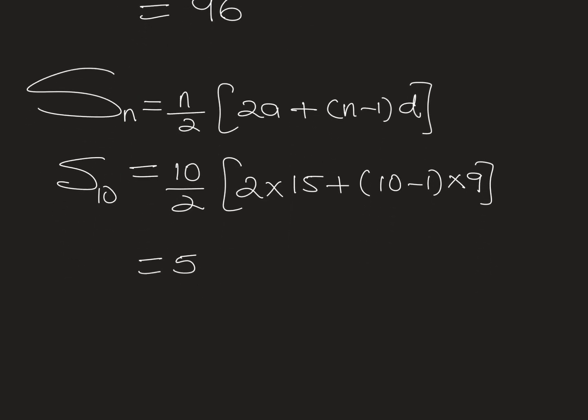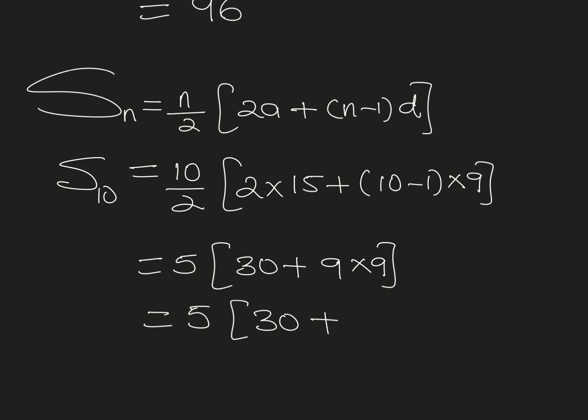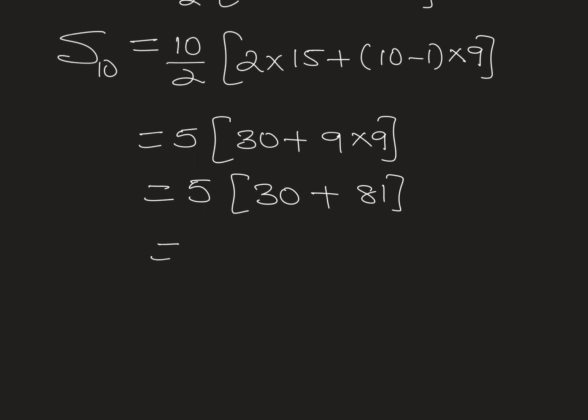So 10 over 2 is 5, into 2 times 15, which is 30, plus 10 minus 1, which is 9. That will be multiplied by 9. So we're going to have 5 into 30 plus 9 times 9, which is 81. So we're going to have 5 into 30 plus 81, which is 111. So 5 times 111 is 555. So that is the sum of the first 10 terms. And that answers the question.